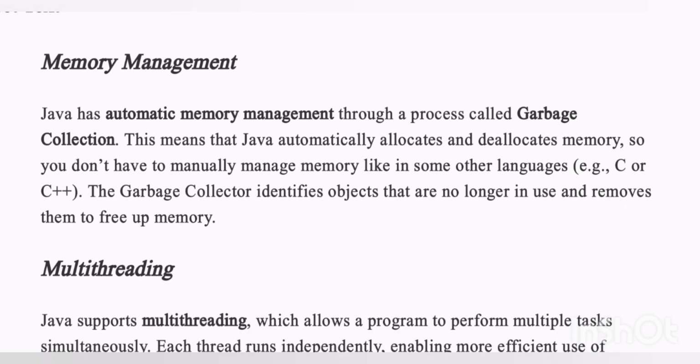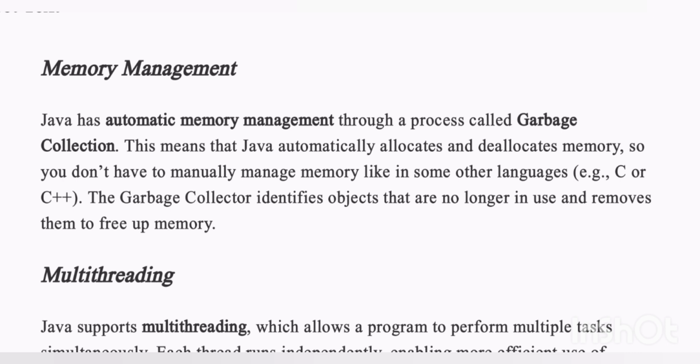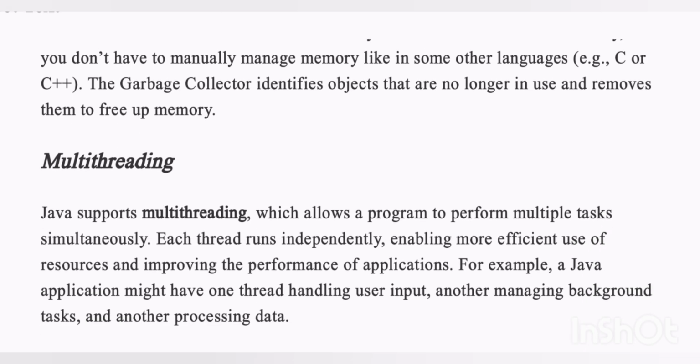Memory management. Java has automatic memory management through a process called garbage collection. This means that Java automatically allocates and deallocates memory, so you don't have to manually manage memory like in some other languages, e.g. C or C++. The garbage collector identifies objects that are no longer in use and removes them to free up memory.